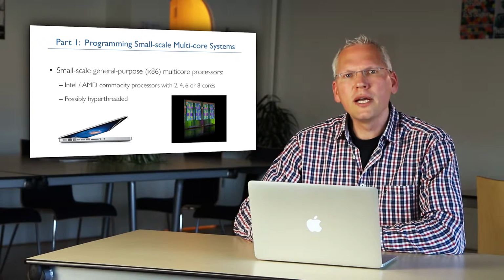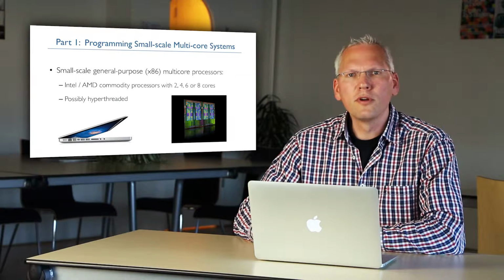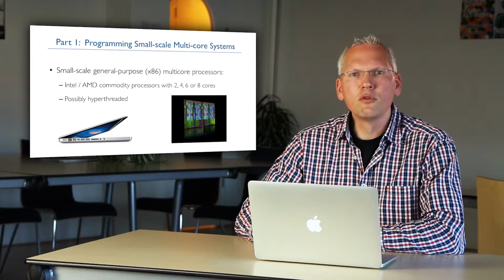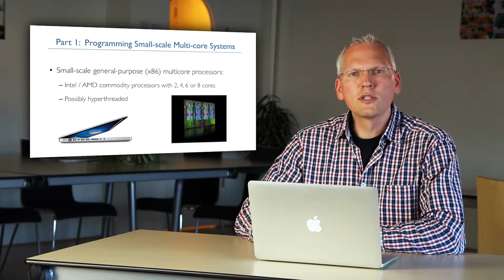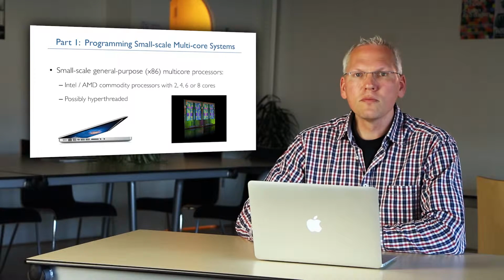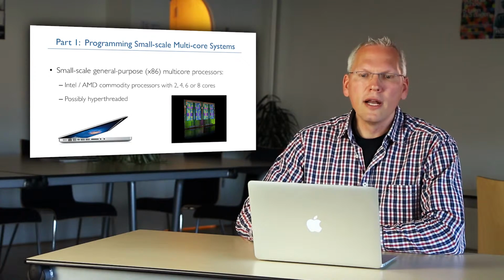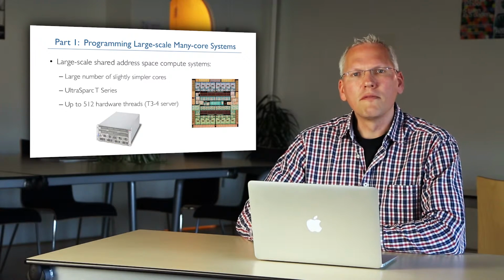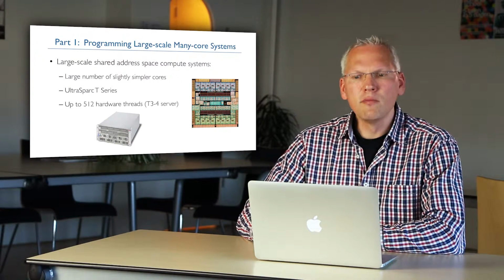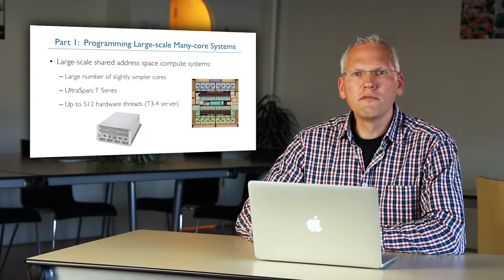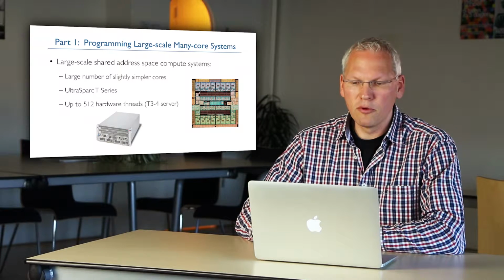We look at programming HPC systems from small to large. We start with small systems, just like the laptop here, with 2 or 4 cores. We look at server systems with up to 6, 8, or maybe 12 cores. But we also look at large-scale shared memory systems with virtually hundreds of hardware threads and fairly simple cores, like this UltraSPARC T series that features 512 cores with a shared memory.